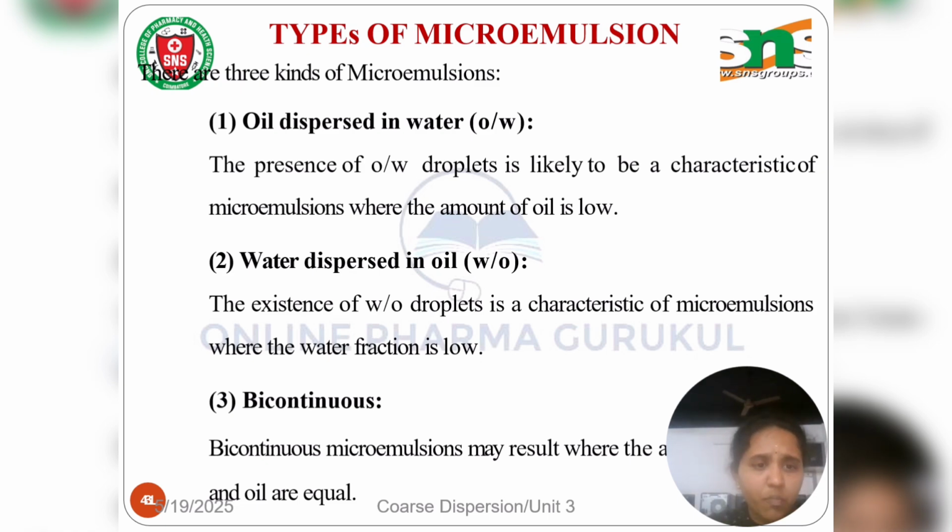Then the types of microemulsion. There are three kinds of microemulsion. First, oil dispersed in water: the presence of oil in water droplets is likely to be a characteristic of microemulsion where the amount of oil is low. Second, water dispersed in oil, where the water fraction is low when compared to emulsion. Third, bicontinuous microemulsion may result where the two phases, oil and water, are equal.